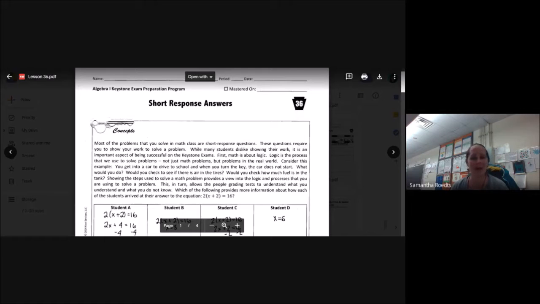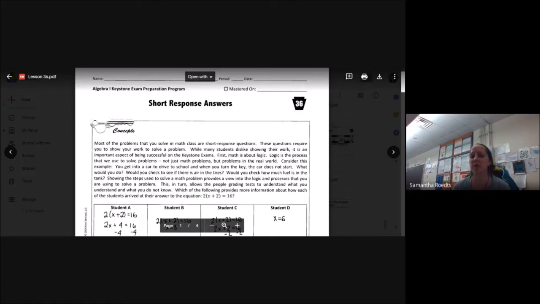First, math is about logic. Logic is the process that we use to solve problems, not just math problems, but problems in the real world. Consider this example. You get into a car to drive to school, and when you turn the key, the car does not start. What would you do? Would you check to see if there's air in the tires? Would you check how much fuel is in the tank?